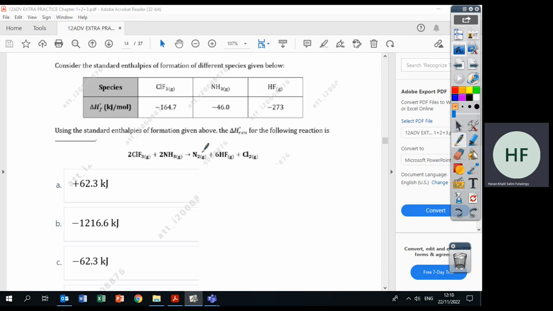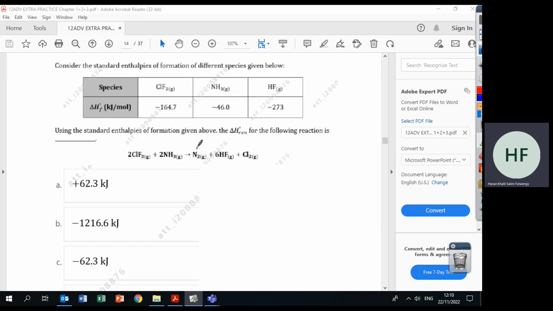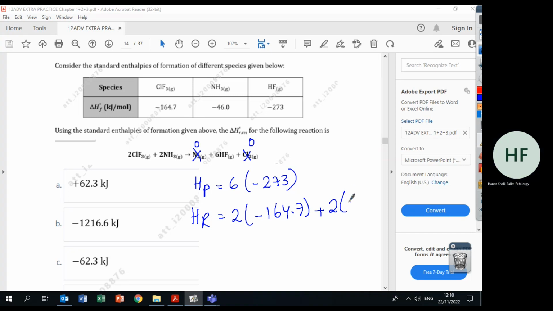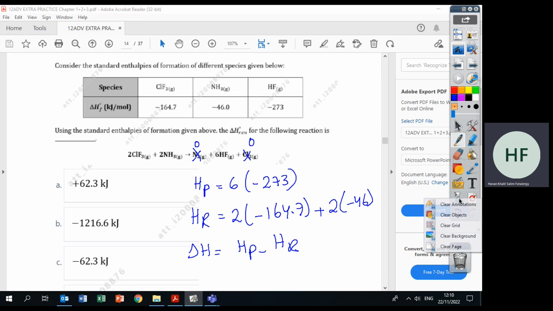Okay, now here N2 is not given and Cl2 is not given, so these two cannot be made. The heat is 0. So the heat of products will be 6 times HF, which is minus 273. The heat of reactants will be 2 times minus 164.7 plus 2 times minus 46, and then delta H will be H products minus H reactants, and you find the final answer.